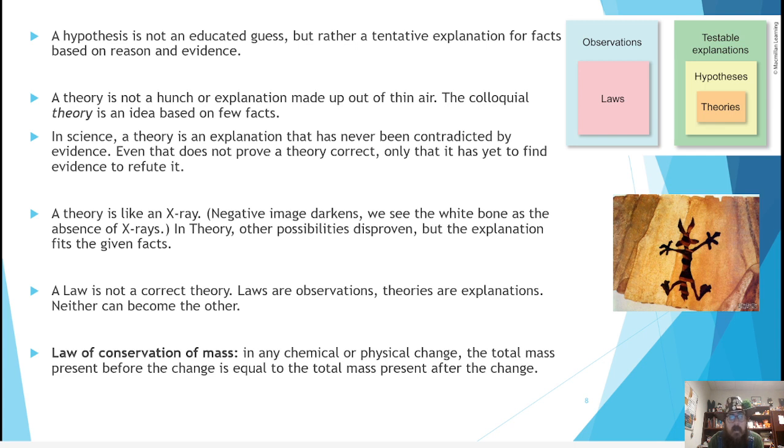A theory is kind of like an X-ray. An X-ray is actually a negative image. When we shoot X-rays at a photographic film, the negative image darkens. Why we see the white bone is where all the X-rays got absorbed by the dense bone. Now, a theory is similar, in that all other possibilities are disproven, but the explanation fits the given fact.